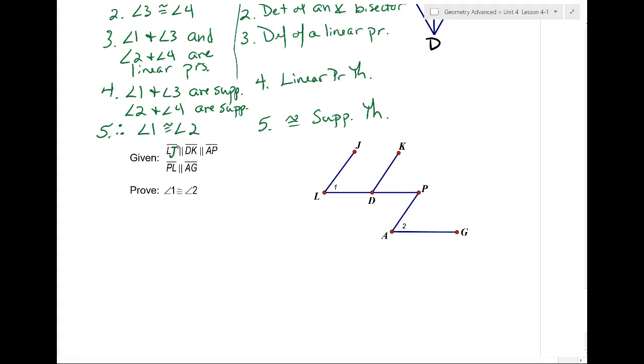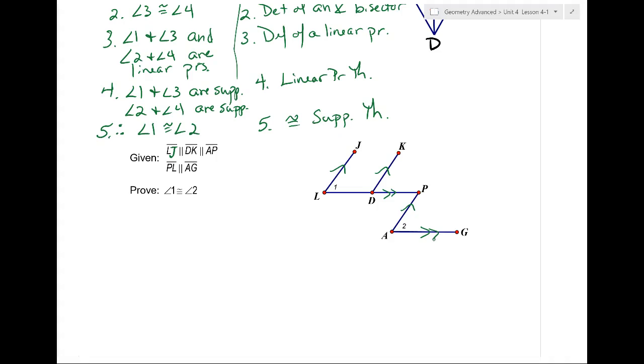So here's our given. LJ is parallel to segment DK, which is parallel to segment AP. So what should I mark on my diagram? They're all parallel, so I'm going to use the same arrowhead on all of them. I'm also given that segment PL is parallel to segment AG, so I know this is true. Right, guys? Now, I'm trying to prove angle 1 is congruent to angle 2.